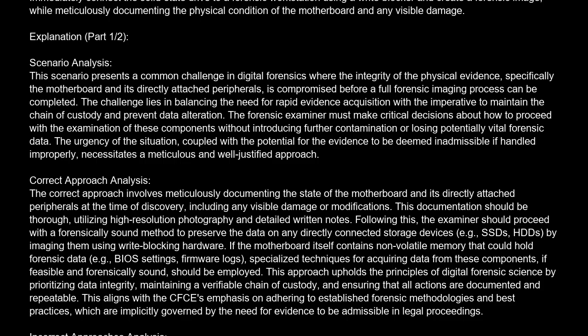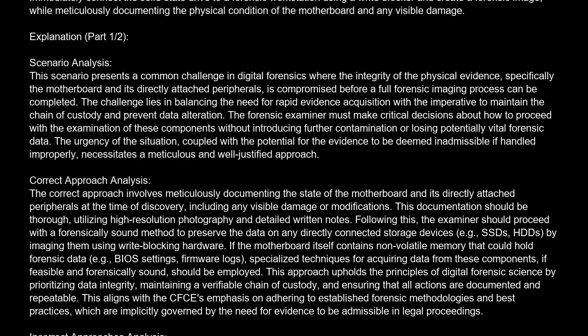Correct approach analysis. The correct approach involves meticulously documenting the state of the motherboard and its directly attached peripherals at the time of discovery, including any visible damage or modifications. This documentation should be thorough, utilizing high-resolution photography and detailed written notes. Following this, the examiner should proceed with a forensically sound method to preserve the data on any directly connected storage devices, e.g., SSD, HDD, by imaging them using write-blocking hardware.